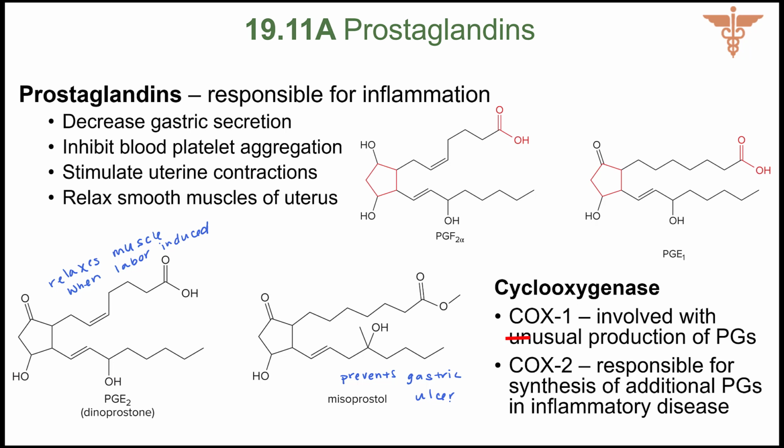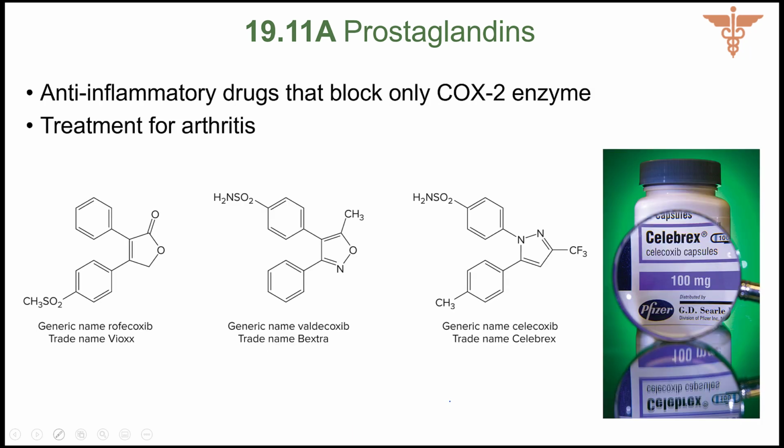These COX-2 enzyme inhibitors were initially used because they did not increase gastric secretions, but were found later to have worse effects. We have anti-inflammatory drugs that block only the COX-2 enzyme, and this is a treatment for arthritis. So the drug that has the trade name of Vioxx, we have Bextra and Celebrex. These are all COX-2 inhibitors. These increased risk of heart attack and stroke and are no longer on the market.